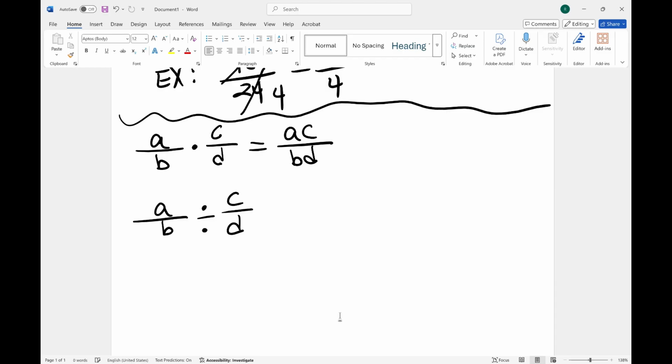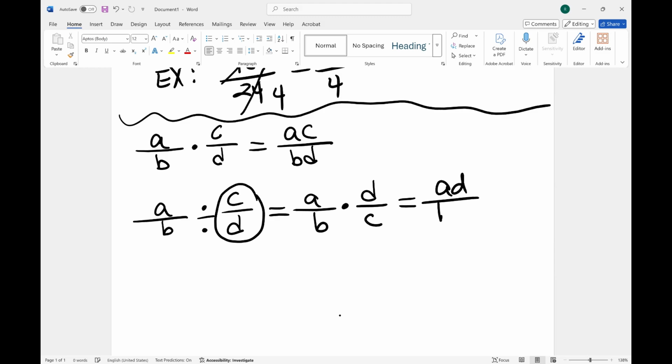So how do we divide fractions? Remember, with division of fractions, we multiply the first fraction by the reciprocal of the second fraction. And remember, the reciprocal is when we interchange the numerator and the denominator. So that's going to become D over C, and that's going to give me AD divided by BC. So whenever we divide fractions, we multiply by the reciprocal. And that's what we're going to do for this next set of examples.